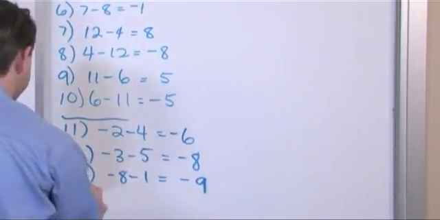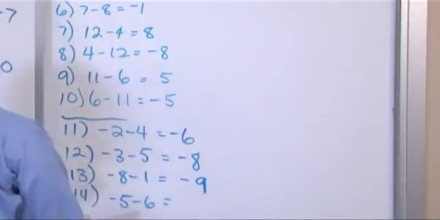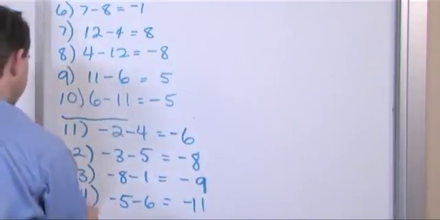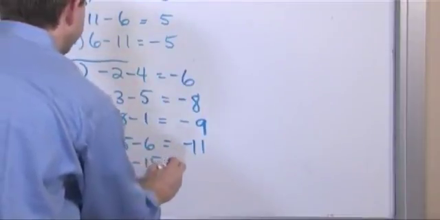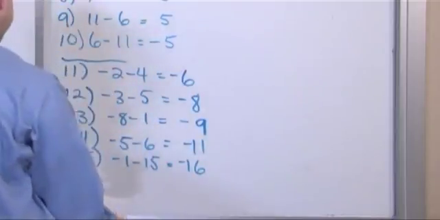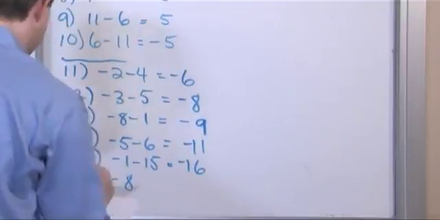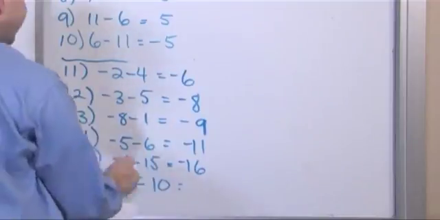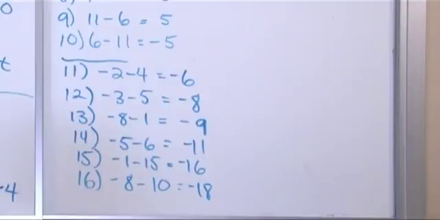What if we had, for 14, negative 5 minus 6? Well, it's the same thing. We're going to have 11, but we're going to have to stick a negative out because we're going that direction. 15 is negative 1 minus 15. So it's the same thing. We add these guys together, we stick a negative out front, so negative 16. Problem number 16, negative 8 minus 10. It's the same thing. We're starting negative and we're taking more away, so it's going to be 18 and a negative sign out front.